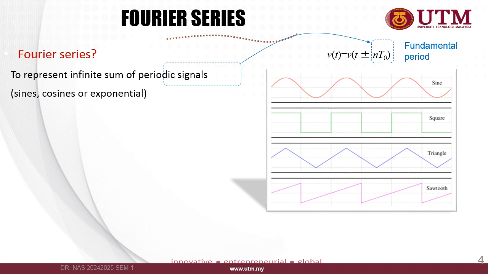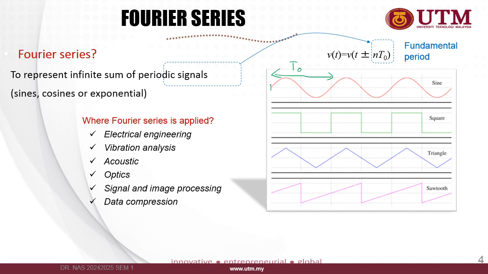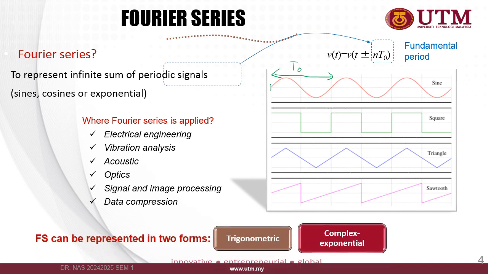Okay, so n is the number of harmonics, the number of the next sequence from the first fundamental period. For example, in the first signal, this is the T0. The signal repeats itself by the same T0. So Fourier series is commonly used in various applications such as listed, and Fourier series can be represented in two forms, either in trigonometric or complex exponential form.